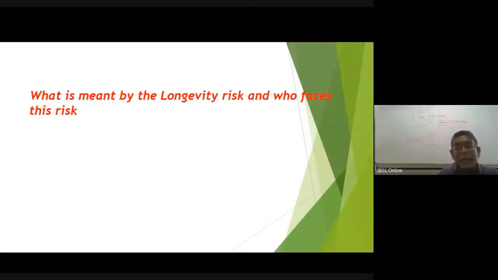Before I explain what longevity risk is, let me explain the average lifetime per person. We call it life expectancy. What is the average life expectancy of a person in Sri Lanka? How many years does a Sri Lankan person usually live? Maybe 60 years, 65, 70, 75, 80, 90, 95. Are all Sri Lankans going to live for 90 years? No, no. They have experience, and the normal life expectancy in Sri Lanka is 75 years.